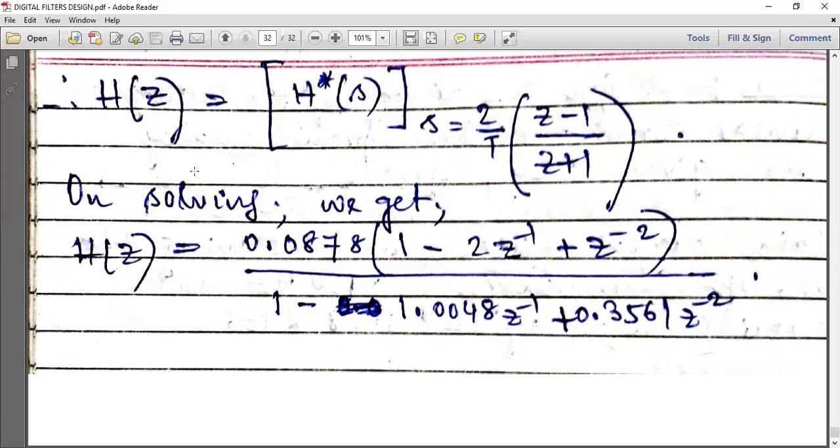So today I've discussed the remaining three windows, the ripple ratio, and the advantages and disadvantages of using windows for FIR filter design, and problems related to bilinear transformation and impulse invariance, along with their steps.